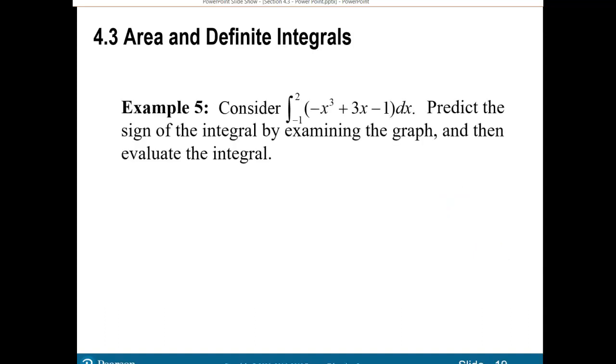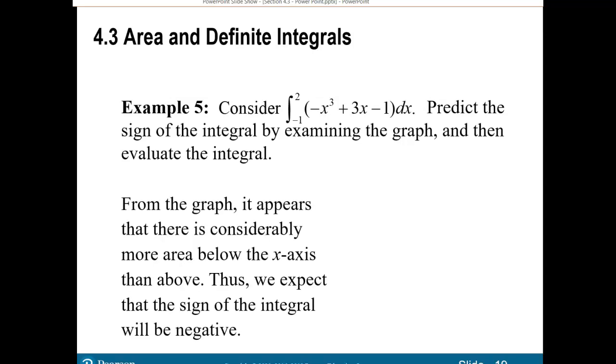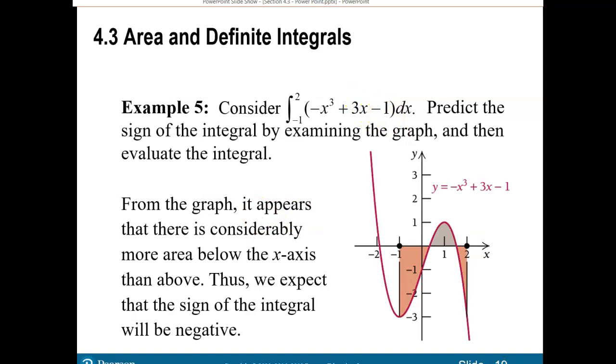Okay, example 5. Consider this function. Predict the sign of the integral by examining the graph and then evaluate. Okay, so we're going to graph y equals negative x cubed plus 3x minus 1. If you graph that function on your graphing calculator and look at it between the endpoints of negative 1 and 2, here x is negative 1 and over here x is 2.